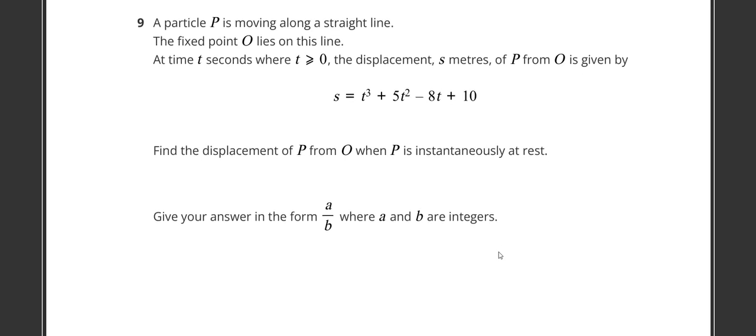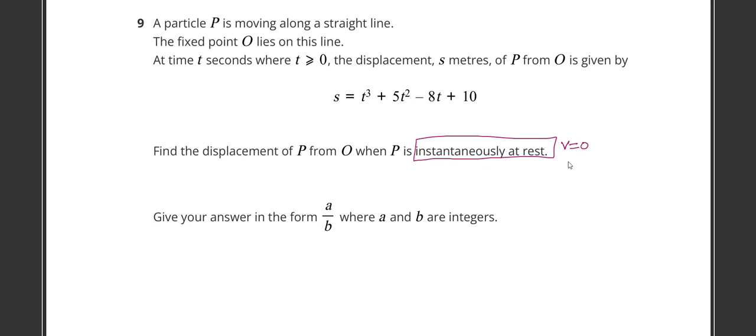Then here comes another question, which is about displacement and velocity. A particle P is moving along a straight line. The fixed point O lies on this line. At time t seconds, where t is greater than or equal to 0, displacement is given by this equation. Find displacement p when object is instantaneously at rest. Instantaneously at rest means velocity is equal to 0.